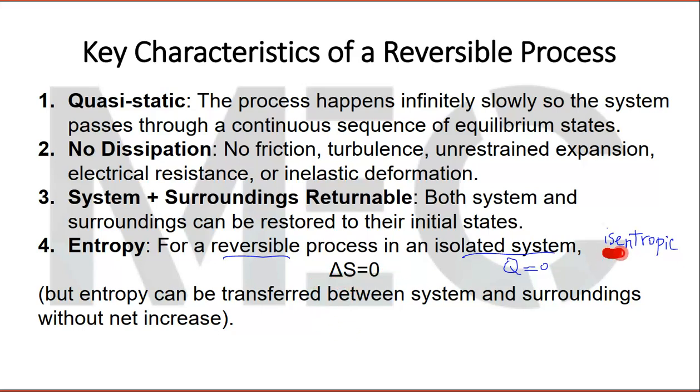Iso means the same, entropy is clear, so an isentropic process is a process where entropy remains constant. But entropy can be transferred between system and surrounding without net increase. So we can say generally that a reversible adiabatic process is isentropic. Okay, these are key characteristics of a reversible process.